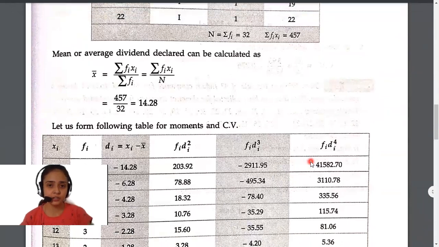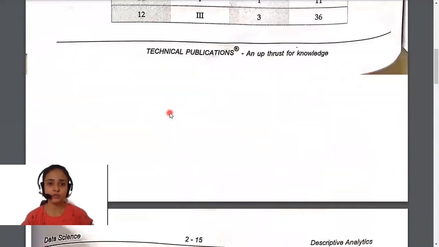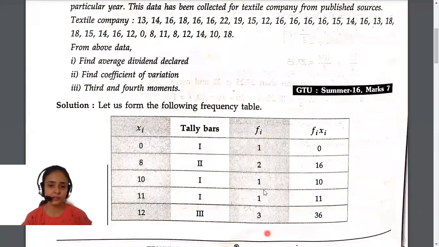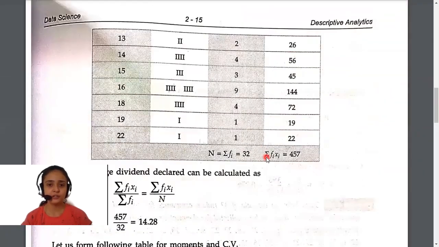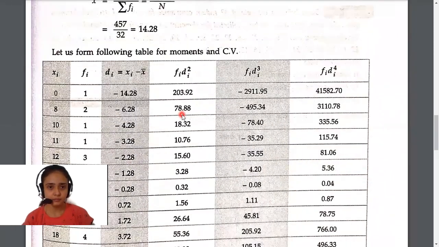Now to find the average, what is the formula of the average? That is the summation of fi into xi divided by the summation of fi, that is the total number. You can calculate how many total data points there are individually, or you can directly calculate the frequency total, which will match the total number of data points, that is 32. So this is how you can calculate the average, that is x bar.